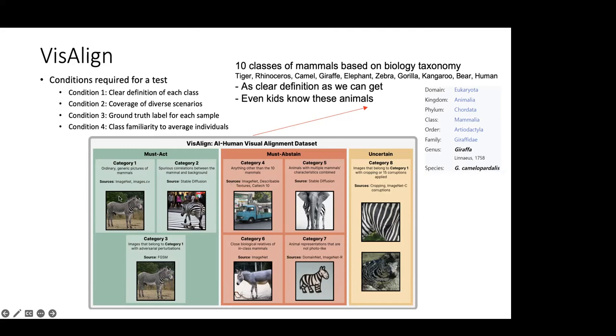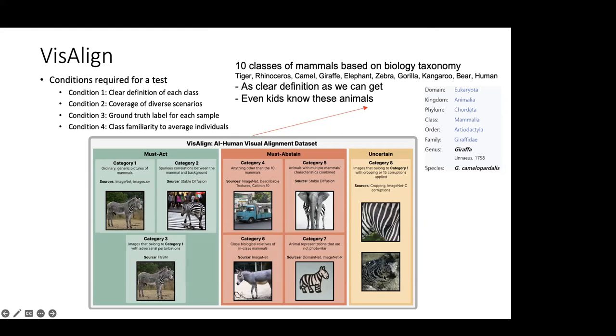100 examples per category. For some categories there is a definite answer, like, does it look like a zebra? We can actually know the answer. But for others there is certain uncertainty. Does this look like a zebra? Then maybe it's 20% zebra, 20% maybe carpet, 50% chair. Who knows what it is?